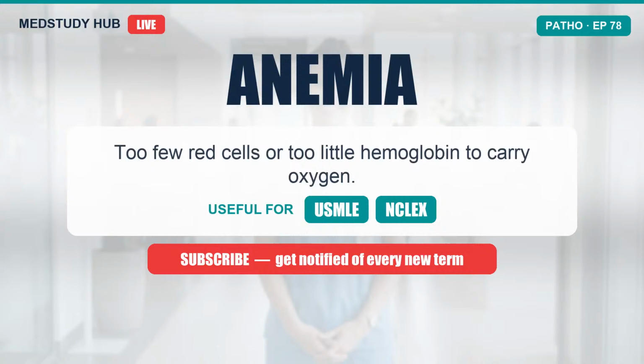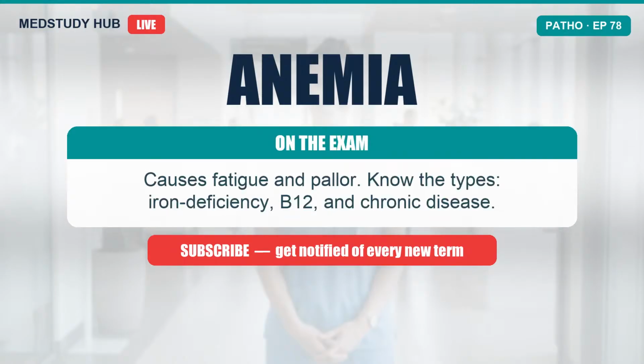Anemia. Too few red cells or too little hemoglobin to carry oxygen. Causes fatigue and pallor. Know the types: iron deficiency, B12, and chronic disease.